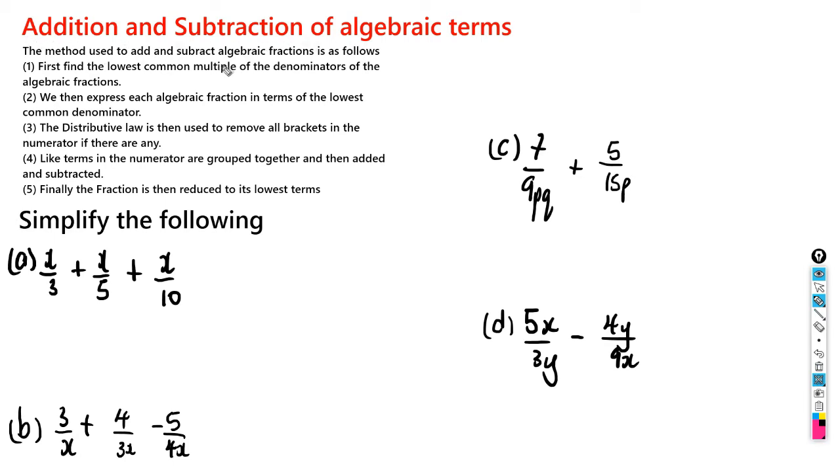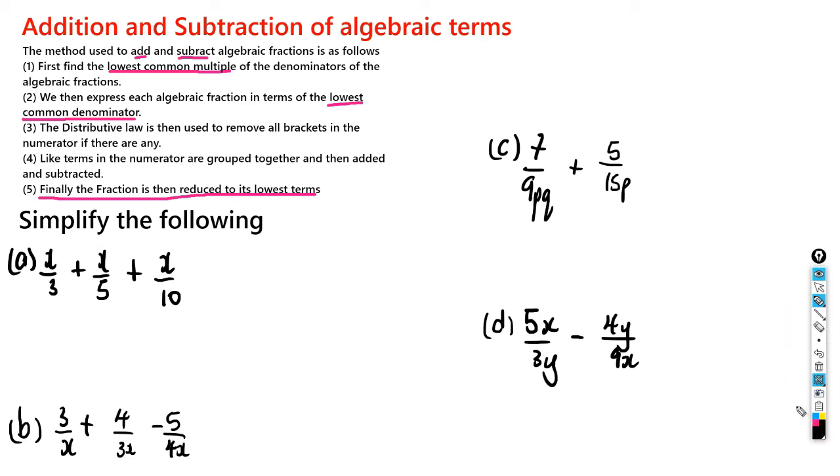So we're doing addition and subtraction of algebraic terms, and the method used to add and subtract algebraic terms is as follows. We're going to follow these rules, guys. First, we find the lowest common multiple of the denominators of the algebraic fractions. We then express each algebraic fraction in terms of its lowest common denominator, right? Then the distributive law is used to remove all brackets in the numerator if there are any. Like terms in the numerator are grouped together and then added and subtracted. Finally, the fraction is reduced to its lowest terms.